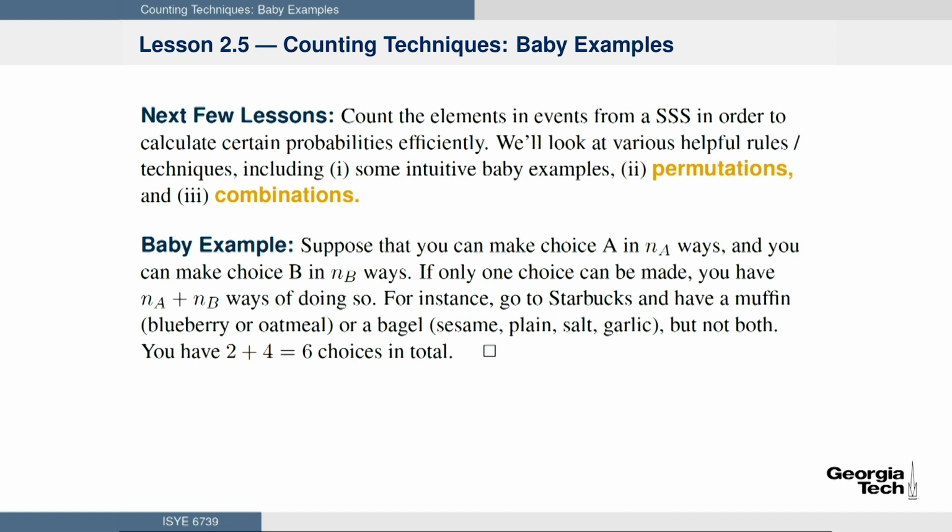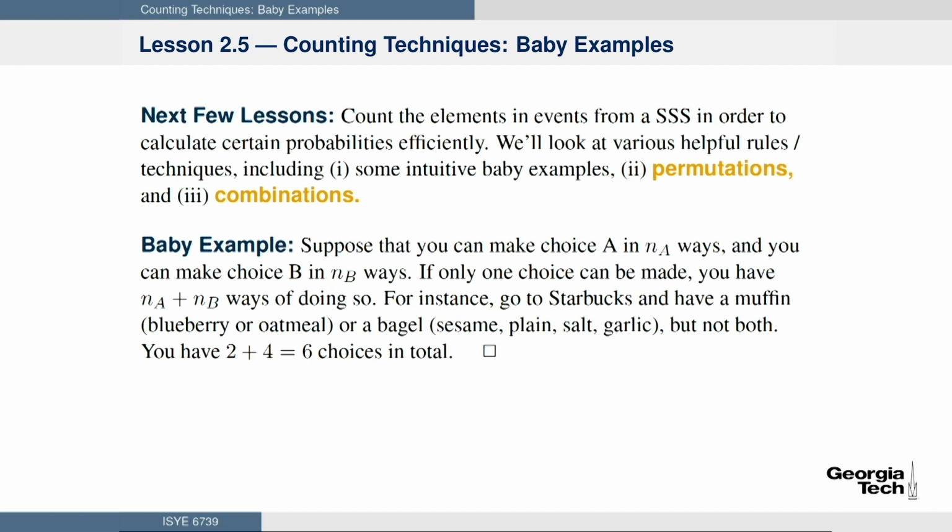So let's start out with a very easy baby example. I'm going to talk about what's known as the addition rule. Here's what I mean. Suppose that you can make a certain choice A in n sub A ways, and you can make choice B in n sub B ways. If you're only allowed to make one of those choices, you have n sub A plus n sub B ways of doing so. That's why it's called the addition rule.